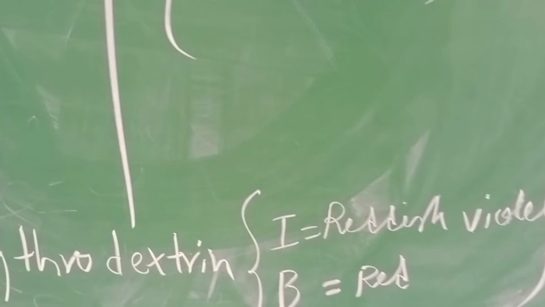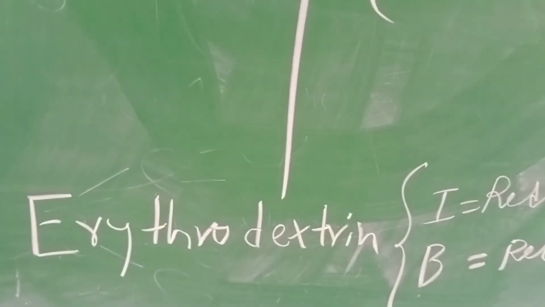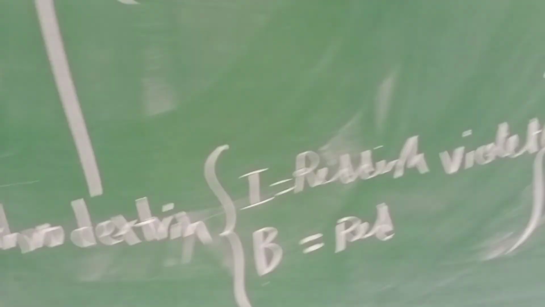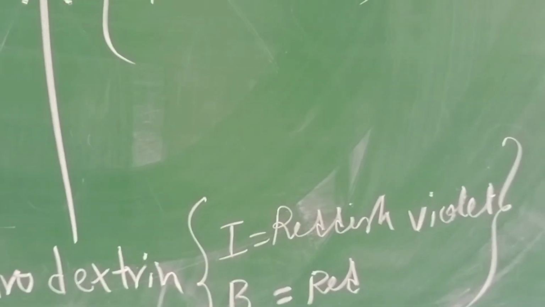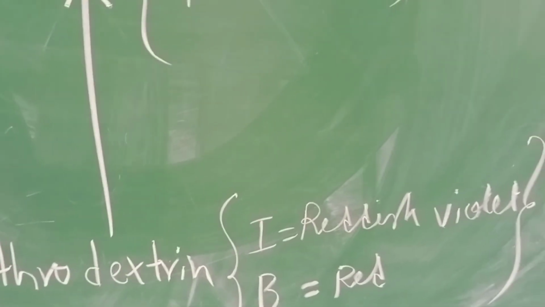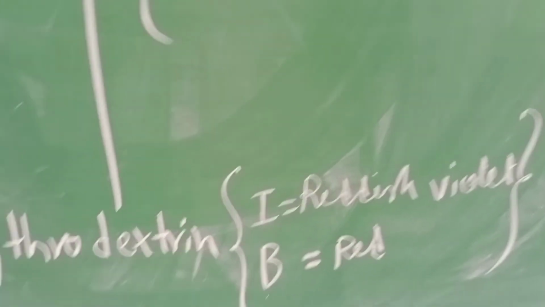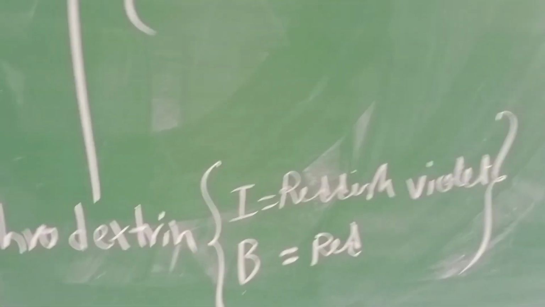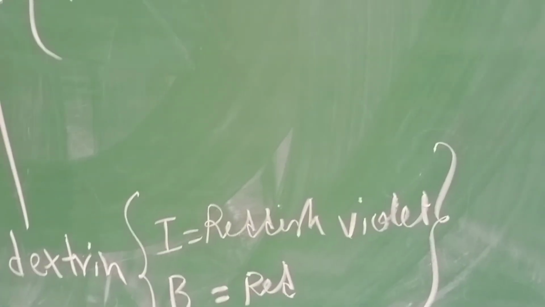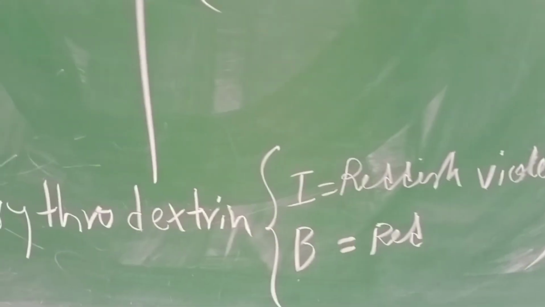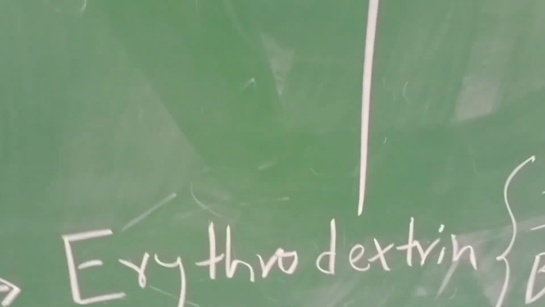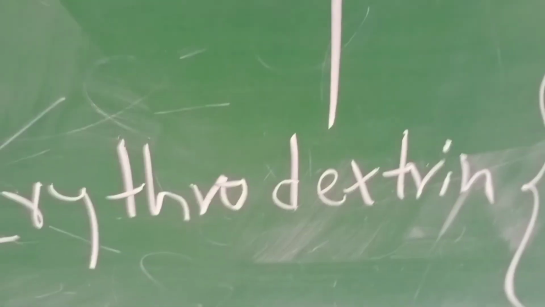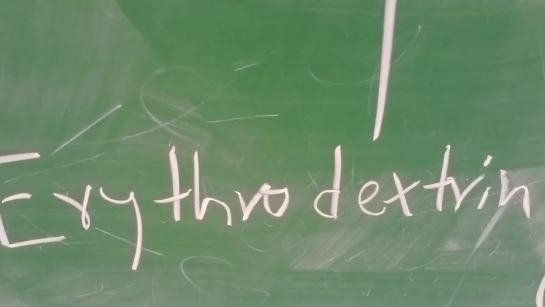and formation of erythrodextrin can be confirmed by reacting it with iodine, so that we get a reddish violet color. And once the Benedict reagent reacts with the erythrodextrin, we are getting the red color. So formation of reddish violet color with the iodine and the red color with the Benedict will confirm that the erythrodextrin is formed, and this is the second intermediate product which we are getting.